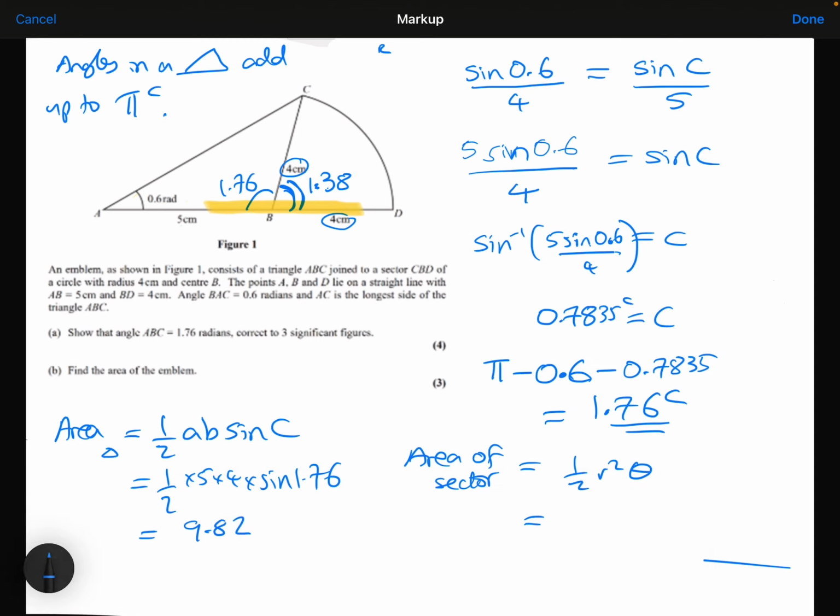So now I can work out the area of the sector as a half times 4 squared times 1.38. And I get 11.05. So the total area, add those two results together, and we get 20.9 centimetres squared.